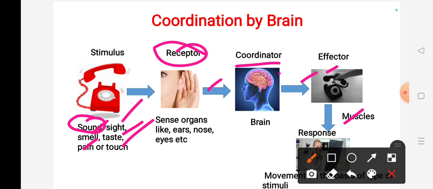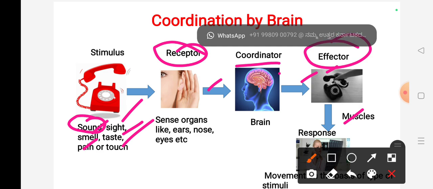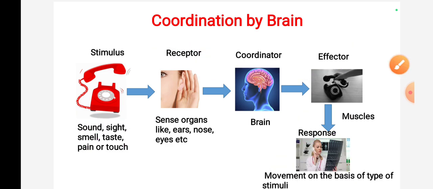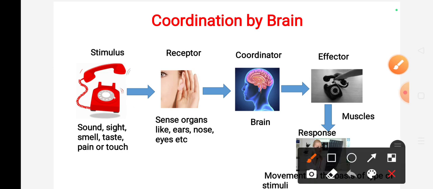Our brain coordinates. Then muscles and glands are called effectors. They show a visible response, whatever the movement the stimulus has created.